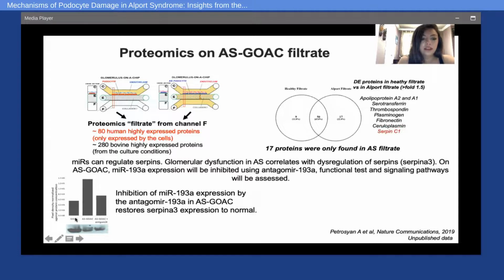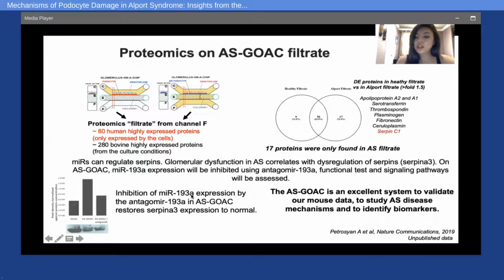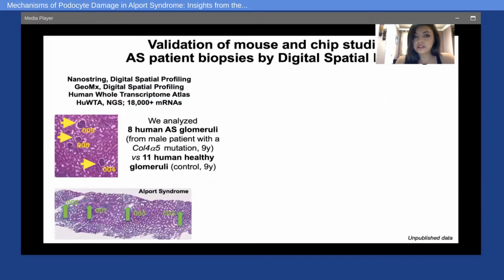And what we see here is that in normal glomerulus-on-a-chip, we see a certain level of expression of serpin A3. However, in the Alport glomerulus-on-a-chip, serpin A3 is highly expressed. But once we target miR-193a, we could actually restore the serpin A3 expression to normal. So the glomerulus-on-a-chip of Alport is an excellent system to validate our mouse data, to study Alport disease, and also identify mechanisms and biomarkers we could directly target to help Alport patients.